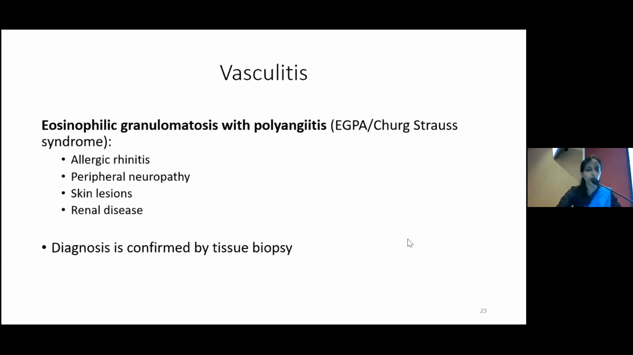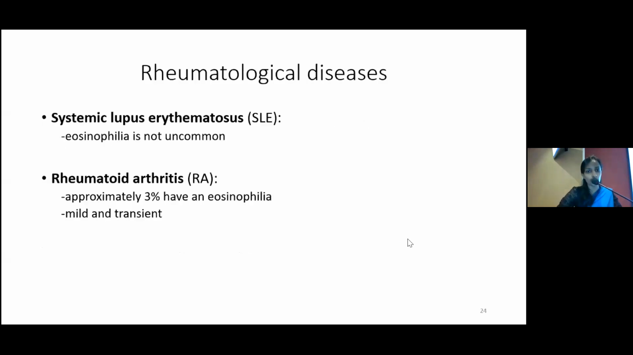Moving on to vasculitis, the commonest type of vasculitis associated with eosinophilia, as the name implies, is eosinophilic granulomatosis with polyangiitis. So these patients present with allergic rhinitis, sinusitis, peripheral neuropathy, mononeuritis multiplex, skin lesions, and rarely with renal involvement, and diagnosis is confirmed by tissue biopsy.